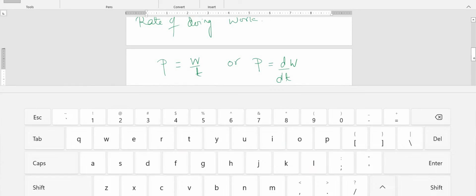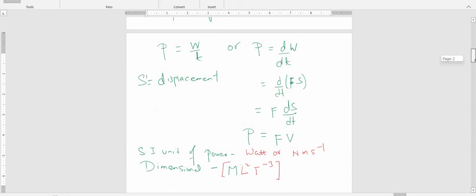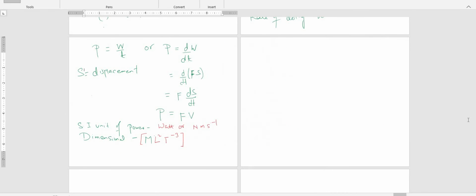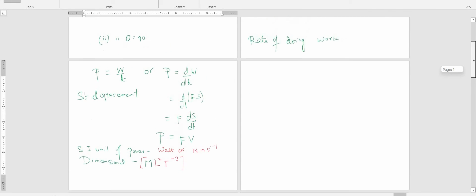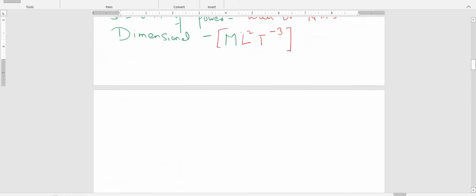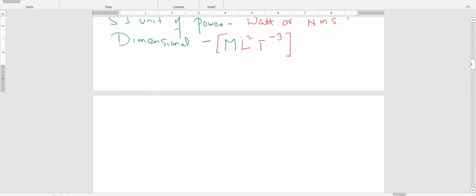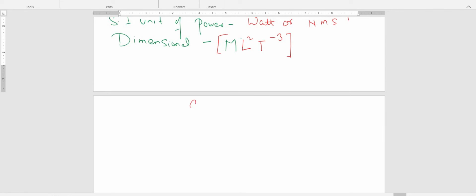Work is done, energy and power are done. Now next is energy. Write it. Energy. So energy is the ability to work, no? It is the ability to do work.